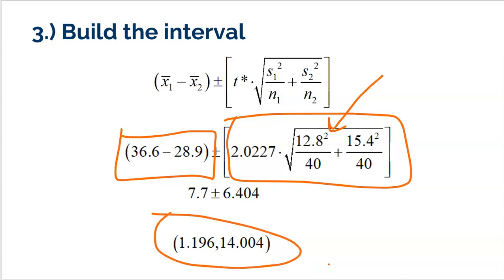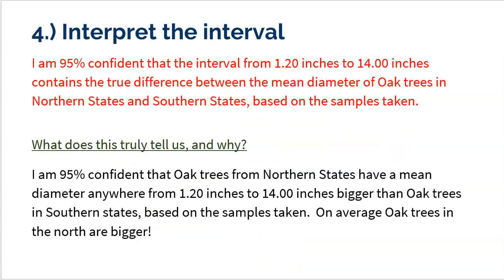So now it's time to interpret it. All right, once again in red, I can be very generic. I'm 95% confident that the interval between 1.2 inches and 14 inches contains the true difference between the mean diameter of oak trees in the northern states and the southern states, based on the samples taken. But again, that doesn't compare. I don't like that at all. It doesn't do any kind of comparing. I want to give an answer that truly compares. It just makes more sense.